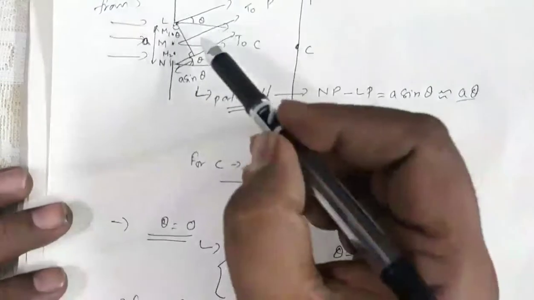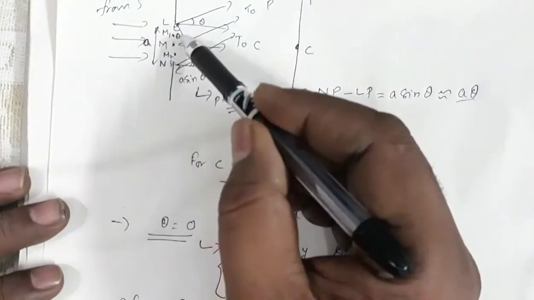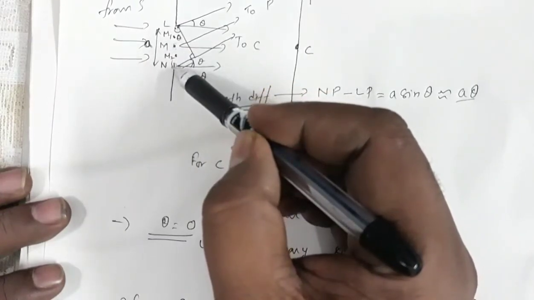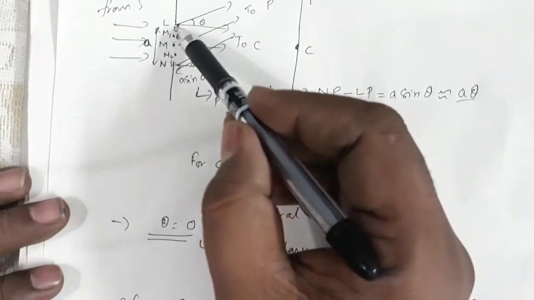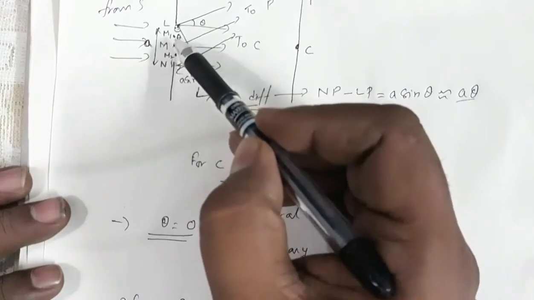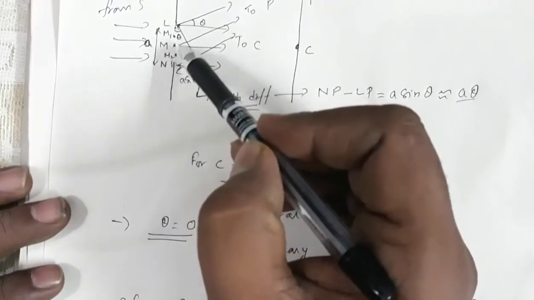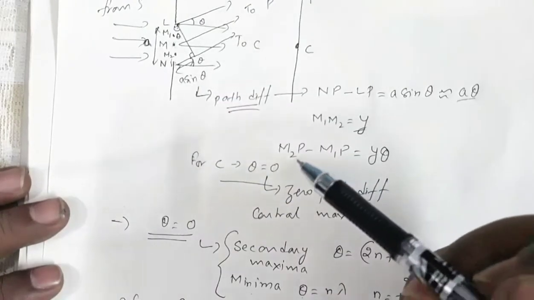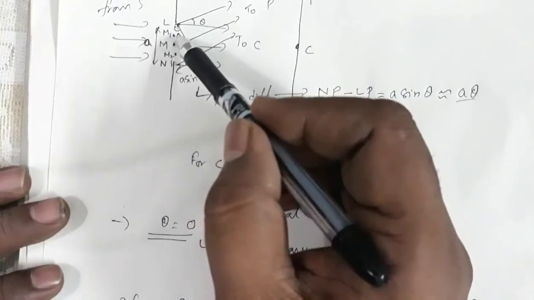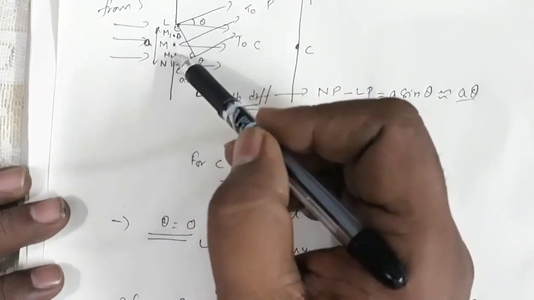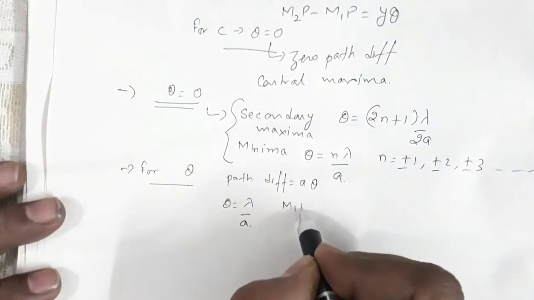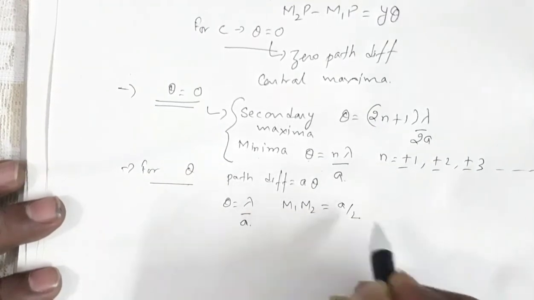Now this slit is of width a. So if M is the center point, this part is a by 2, this part is also a by 2. That means I can take one point M1 here, another point M2 in the lower half, such that those 2 points are separated by a distance of a by 2. And there can be so many other such points which are separated by a distance of a by 2, one on the upper part and one on the lower part.